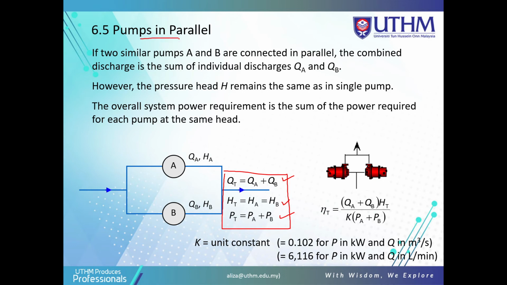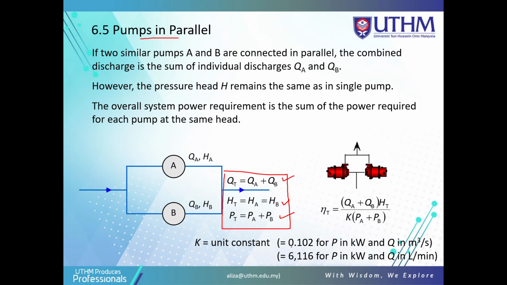Okay, so for pumps in parallel, you get this formula, the same here. The total efficiency is QA plus QB times HT divided by K times PA plus PB. Actually K is a unit constant.